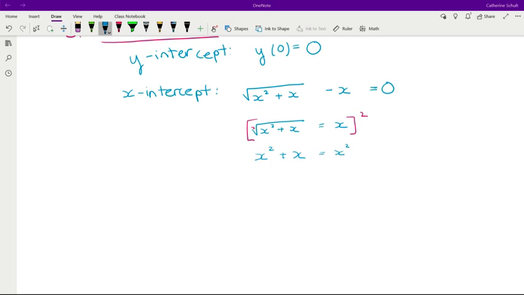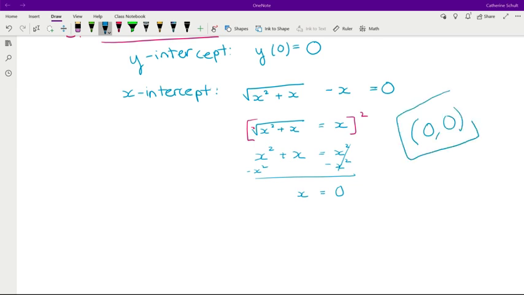Okay. So we solved this. Let's subtract x squared from both sides. We're going to get 0. And so it looks like we have one x-intercept and it's 0. The x-intercept and the y-intercept are the same. So it's going to happen at the point (0, 0). So we're going to want to make sure we include that on our graph.